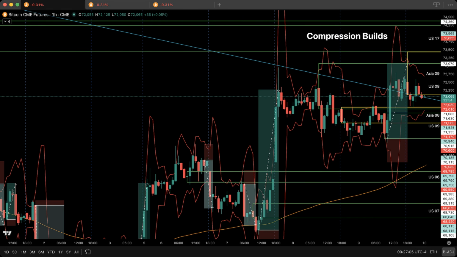Relocation means price moves into a new area, but acceptance requires staying there. Without acceptance, relocation fails. Price returns back into the prior range. Now observe the behavior. Moves begin to slow earlier. Pullbacks extend deeper. Continuation loses distance faster. This is increasing friction. Each attempt requires more support to continue. But that support is not present.